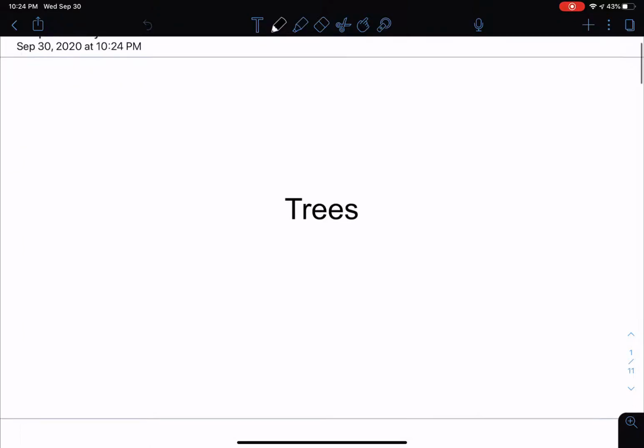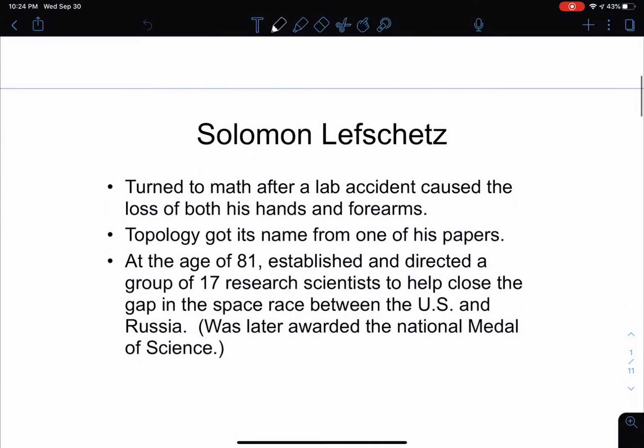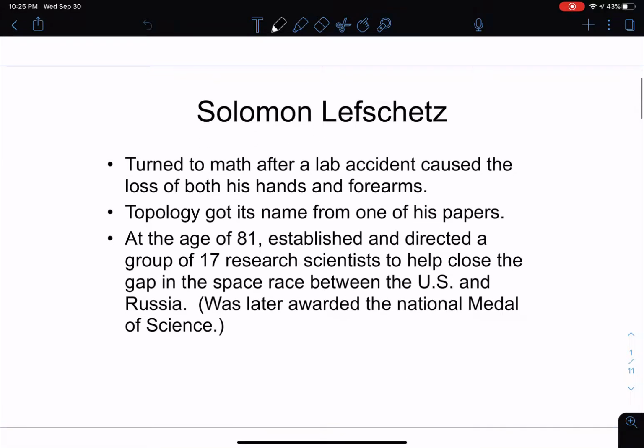All right, so in graph theory, what are trees? Well, if you've ever done a family tree, then you have an idea of what a tree is in graph theory also. But before we get there, let me just mention another mathematician that you definitely want on your mathematician list. I had mentioned him previously, but here's more info about him.